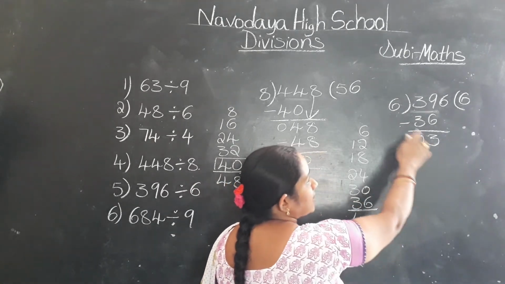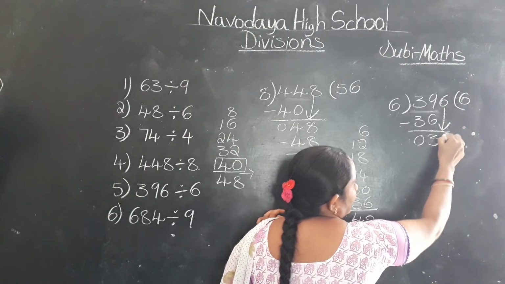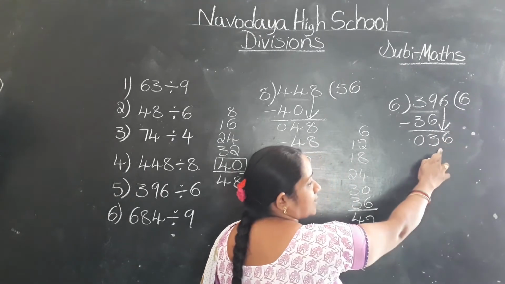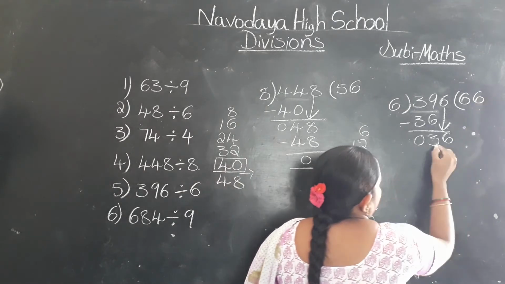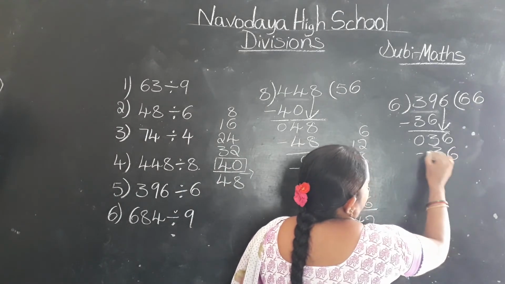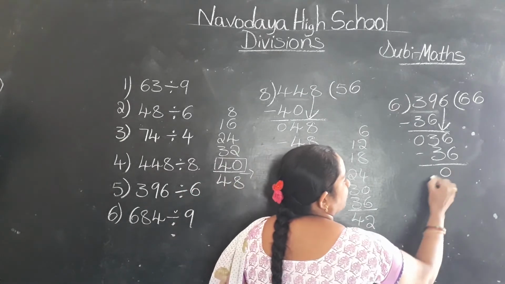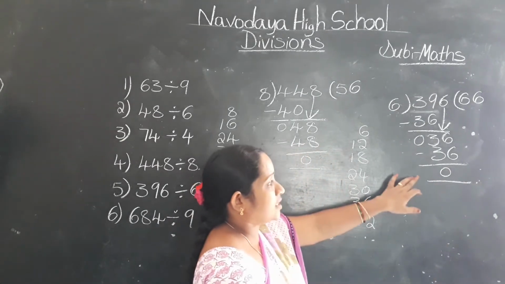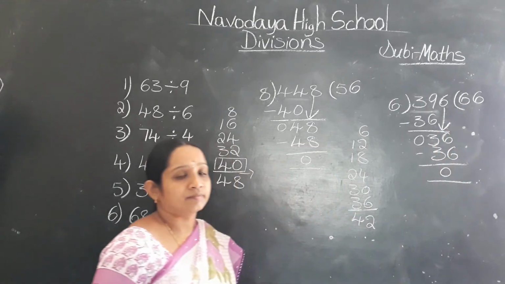3 is lesser than 6. So write down the next place value, that is 6. Again 36 how many times? 6 times. 6 sixes are 36. 36 minus 36 how much? 0. Here 0 is the remainder, 66 is the quotient.